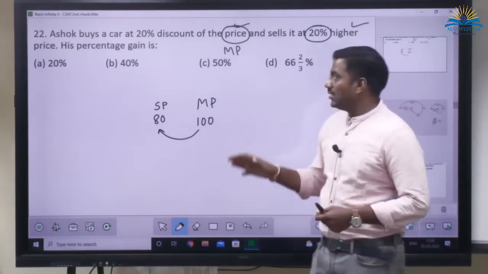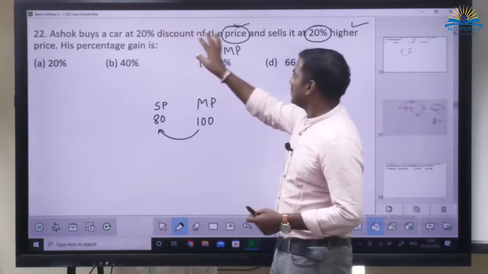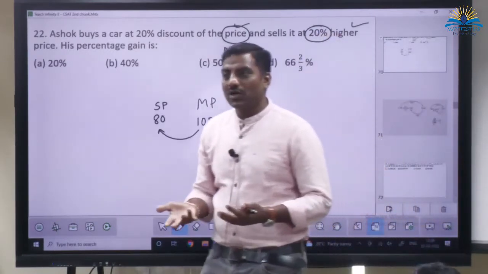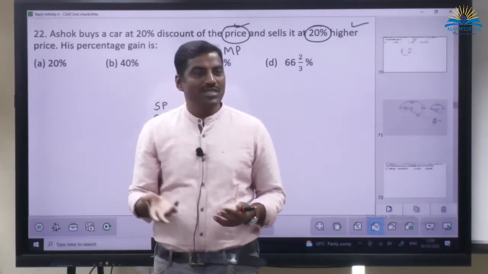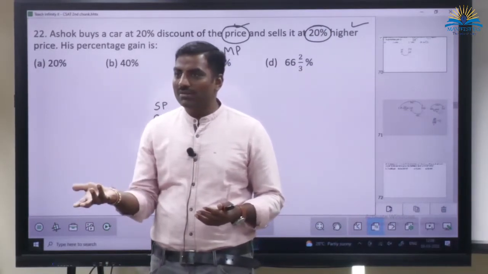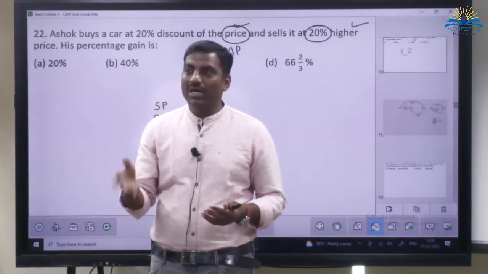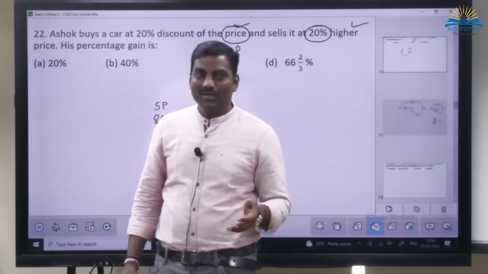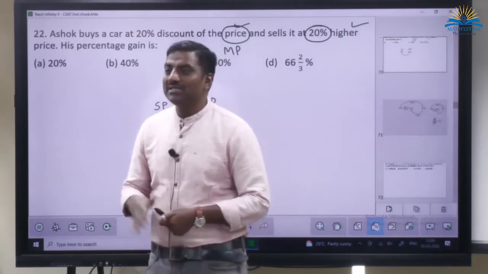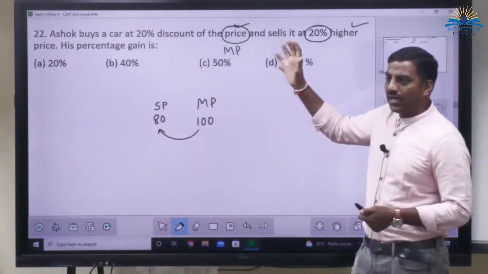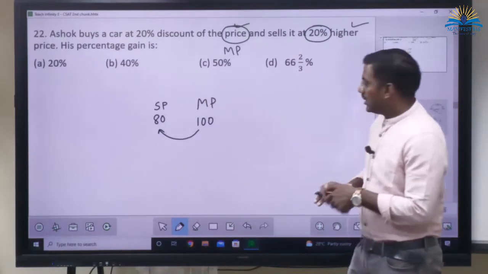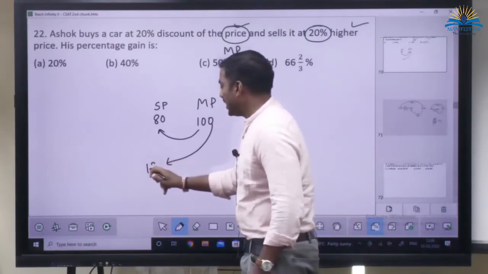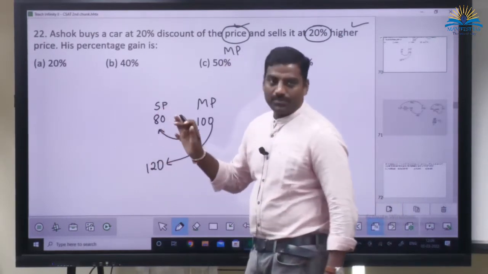If they had given that he is buying something at 20% discount and wants to sell it at 20% higher price, why would they ask the question at all? They are only telling he is selling it at 20% higher price. That itself would be the gain. If the problem was like that, why would they ask you? So basically he is thinking of selling this car at 20% higher of this price. 20% higher of this price is how much? 120. He purchased it at 80.